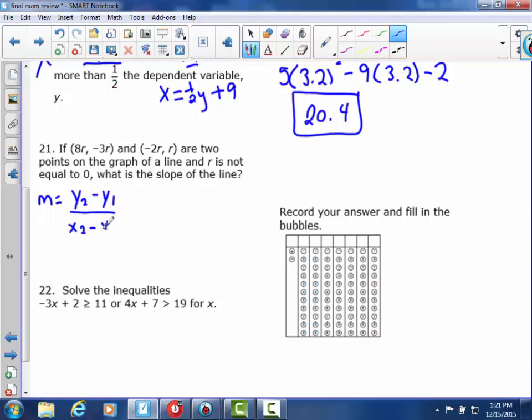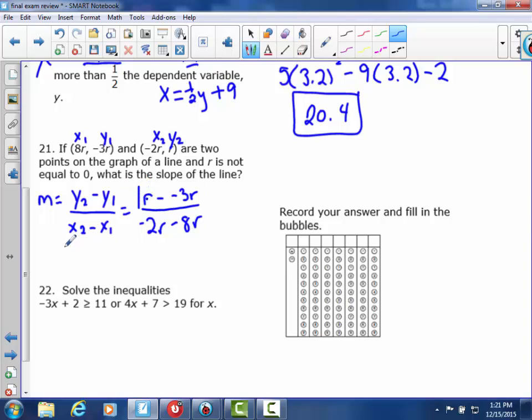Okay. So if we look at our formula up here, this could be x1 and y1, and this one would be x2 and y2. So we do r minus negative 3r and negative 2r minus 8r. Now, because all of these are r's, we're combining like terms, so we can ignore the r and just use the coefficients to do our math.